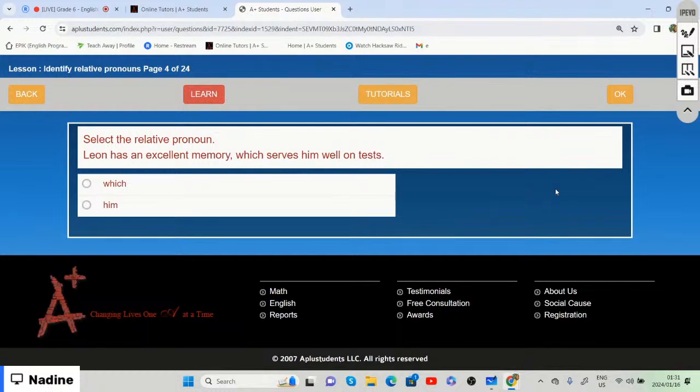Is it which or him? So Leon has an excellent memory, which serves him well on tests. So is it which or him? Which is a dependent clause.